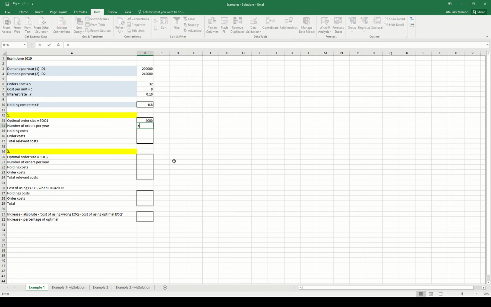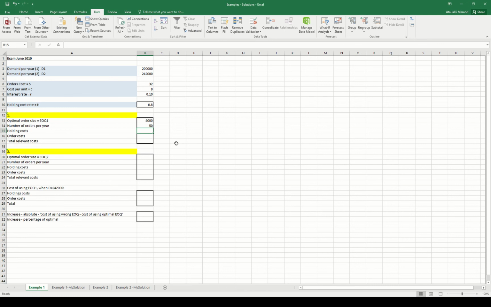So we have in the next part the number of orders per year. Per year we have a demand equal to 200,000, and each order that we make is of size 4,000. So if I divide the yearly demand by the order quantity, it will give me the number of orders that we make per year, which is equal to 50.